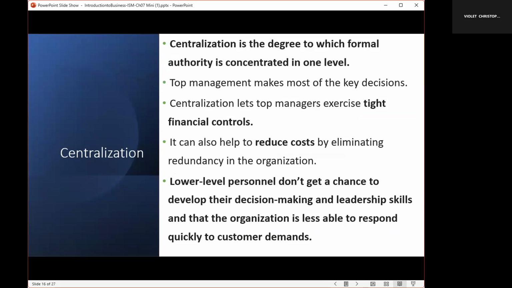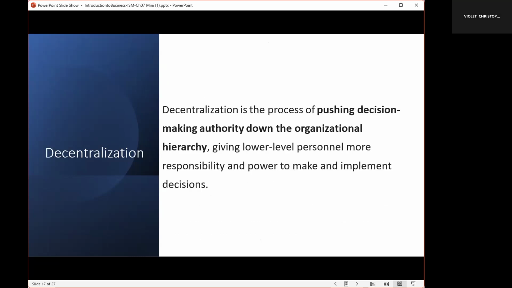Centralization is the degree to which formal authority is concentrated in one level. The advantage here is that you can have tight control, you can reduce cost. The problem is that lower level personnel directly involved with the project does not have a say. Decentralization is when you do just that. You give the lower level people authority in order to make decisions.